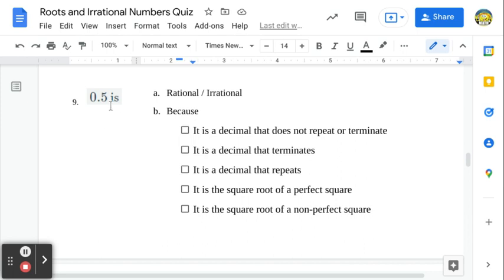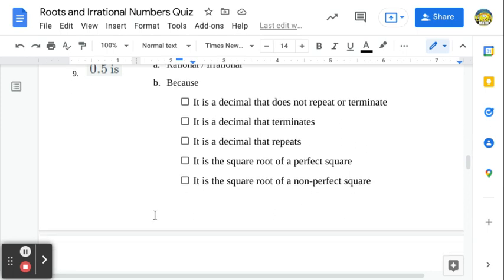Number 9, the number is 0.5, and that is rational or irrational because it is a decimal that does not repeat or terminate. It is a decimal that terminates. It is a decimal that repeats. It is the square root of a perfect square, or it is the square root of a non-perfect square.